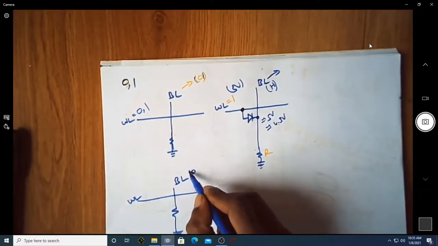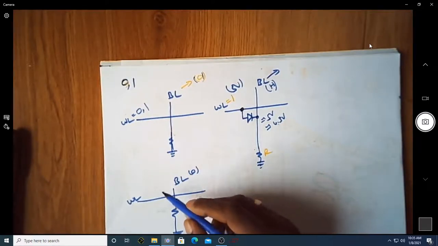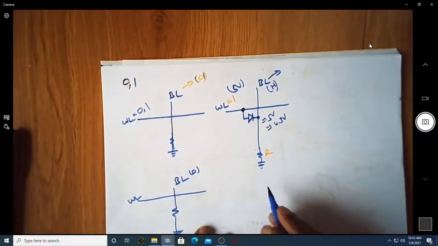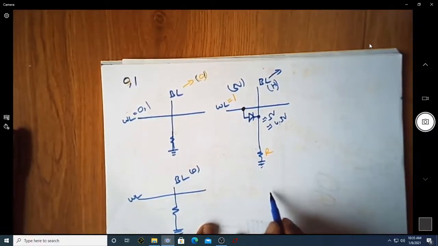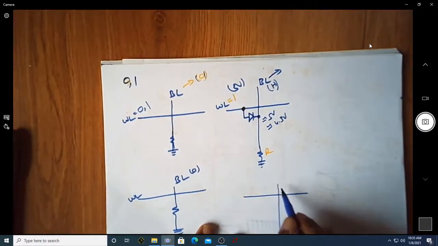This is the indication of 0. That is, if you want to store a 0 onto that, no need to fabricate any MOSFET over here. Suppose you want to store a 1 now, so let us just consider you have this word line, you have this bit line.